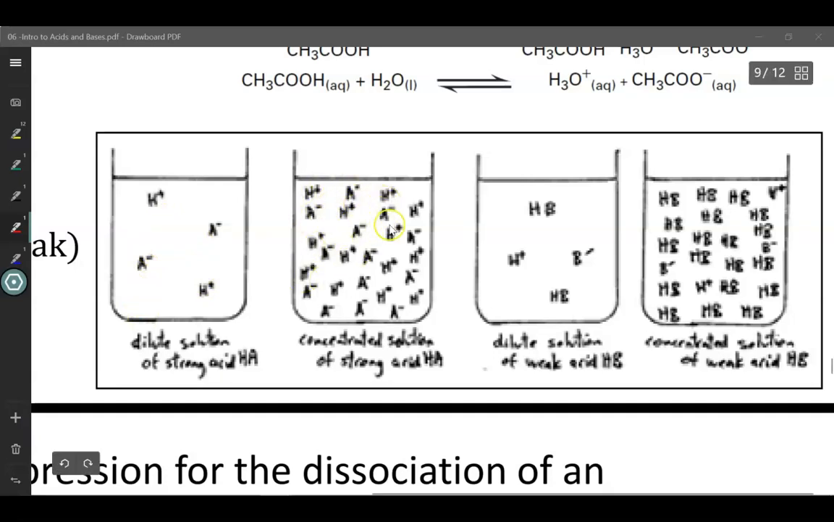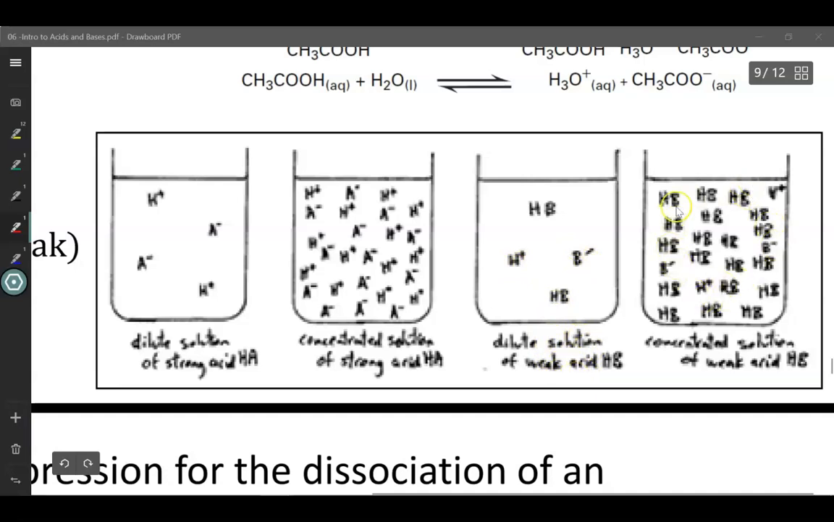Over here, we have all these ions crowded together, and that makes it a concentrated solution. You'll also notice that they are all ions. Every molecule is ionized. There are no molecules left. So that makes it a strong acid. Now over here we have a dilute solution again because it's not very crowded. But notice how two of them remain in their molecular form. Only one of them broke up into their ions. So that makes this a weak and dilute solution.